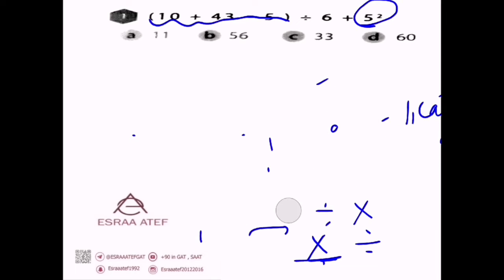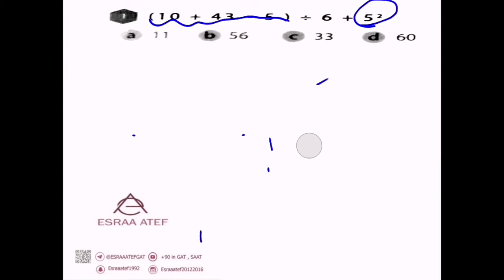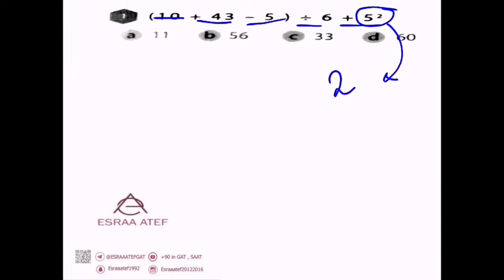Like this one here. We have 10 plus 43 minus 5, divided by 6 plus 5 to the power of 2. First step, we said we will solve the powers. So 5 squared will be 25, which means 5 times 5. And here we have plus 6 and here we have division.